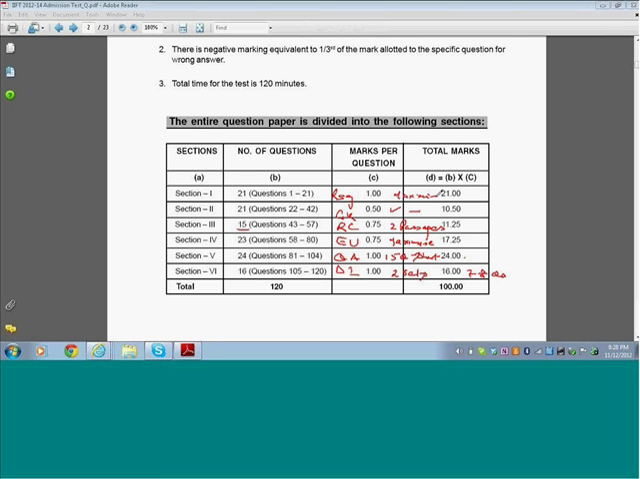Okay. So my starting point out here is, in what sequence do I attend the paper? I will always attend the paper starting with GK. I will give myself about 10 minutes out here. And in English usage also I'll give myself about 10 minutes. Why 10 minutes? Because I want to maximize my score.